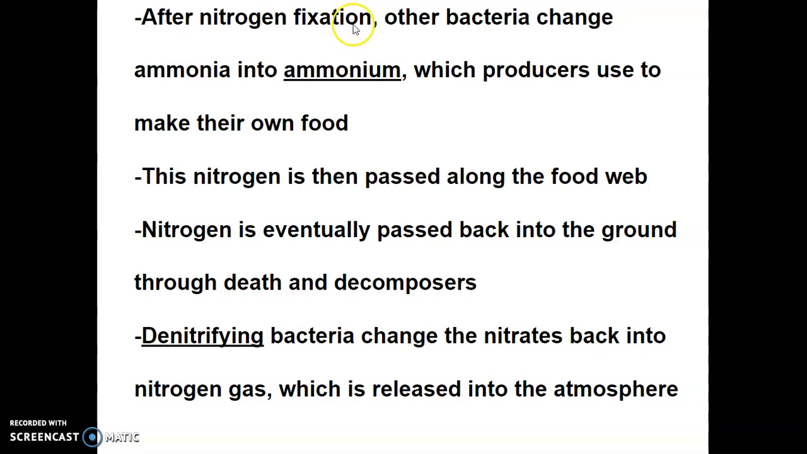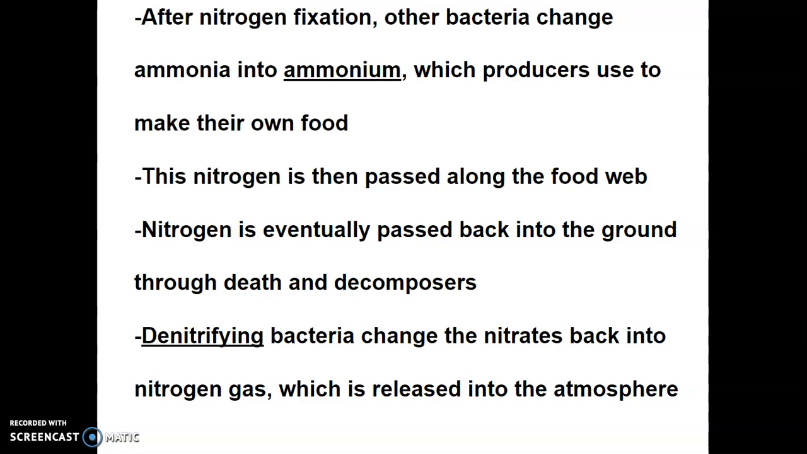And after nitrogen fixation, a different type of bacteria comes in and changes ammonia into ammonium, which can be used by producers to make their own food. Then, just like we saw with that picture of the carbon cycle, nitrogen is passed all along the food web. So if I eat some type of plant that's rich in nitrogen, that nitrogen is usable in my body. And then if some shark eats me, that's not going to happen because I don't swim in the ocean very much, if at all. But anyway, if that shark eats me, it gets nitrogen from eating poor old Coach Hicks. So it goes through the food web.